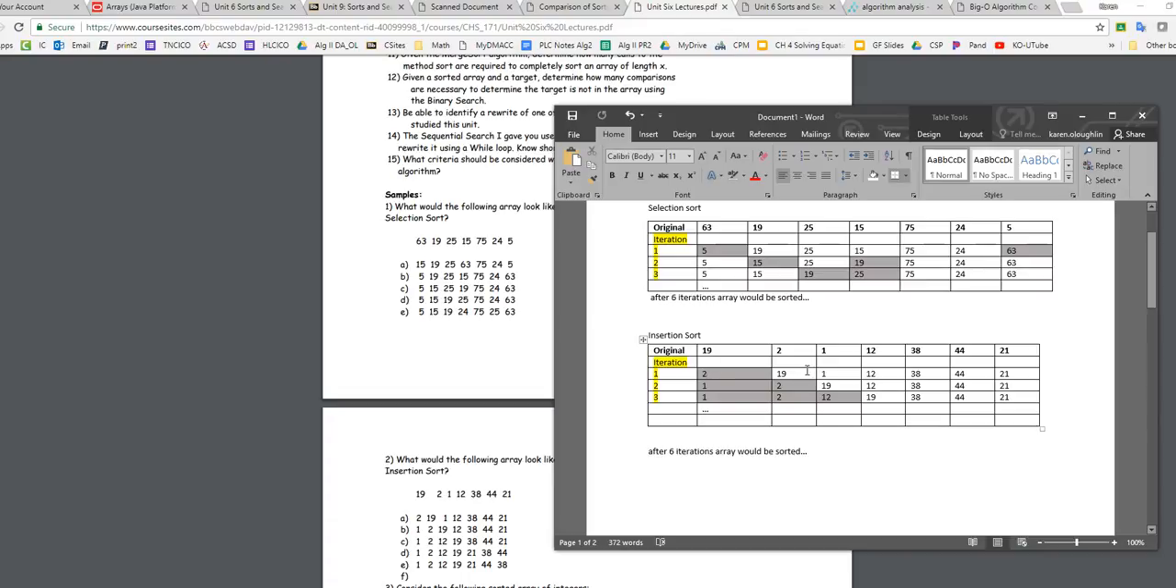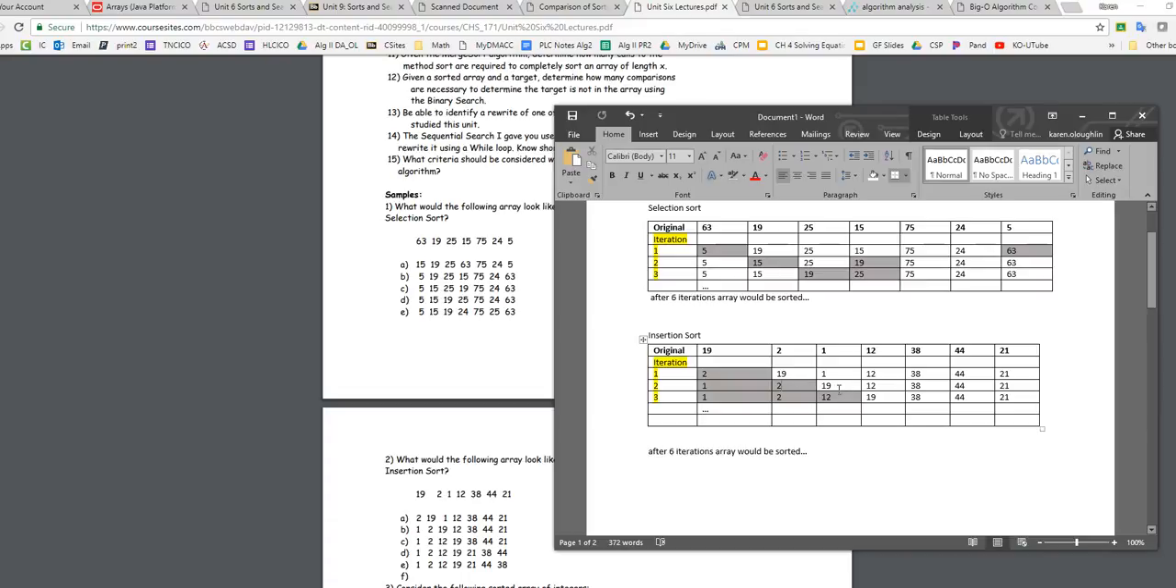So now I am looking at index 2, which is number 1, and I go back all the way to the beginning and I compare it with the first item, which is 2. Is 1 less than 2? Yes, so it inserts 1 to the correct position and it slides 2 and 19 down. So on the second iteration, the 2 items are in position.